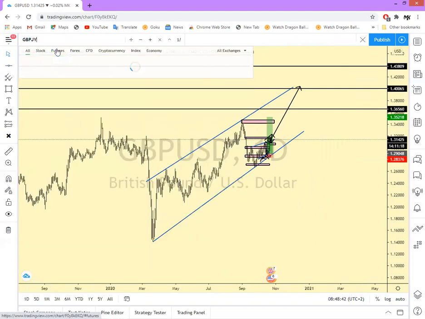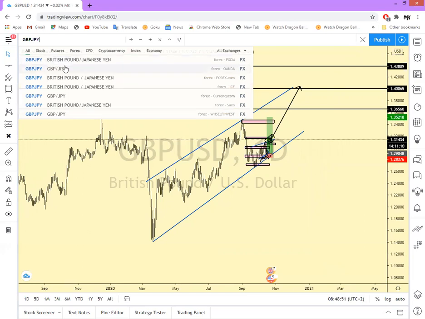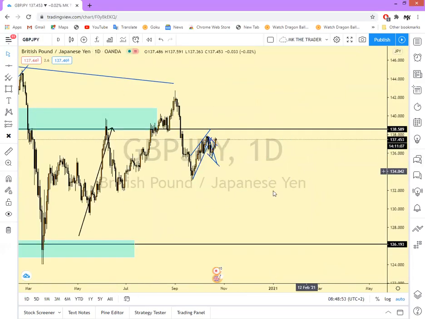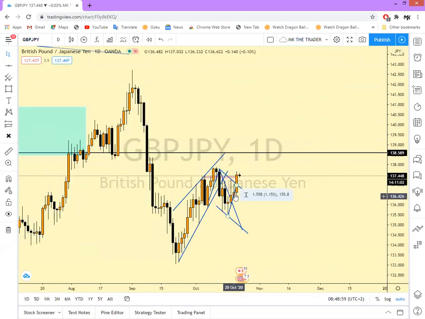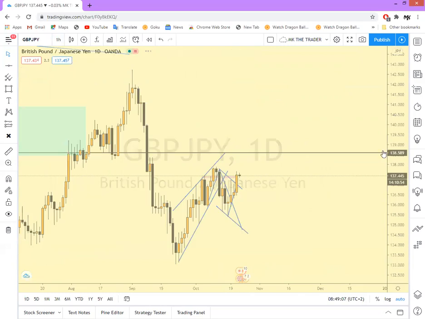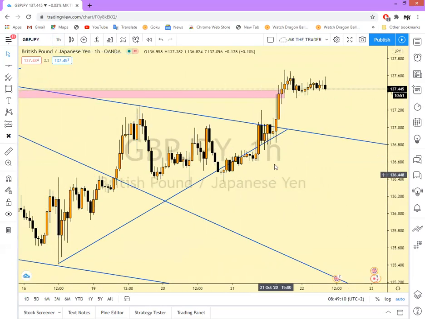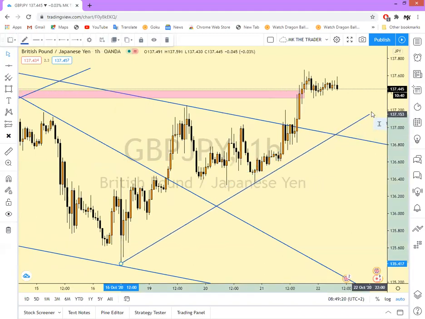GBPJPY. Right there, this one, I'm looking for a buy. I have the buy somewhere on this level, and then let me check something here. Yeah, I had the buy somewhere around this level, and then I moved my stop to break even. Then it took me out. Yeah, this one took me out.